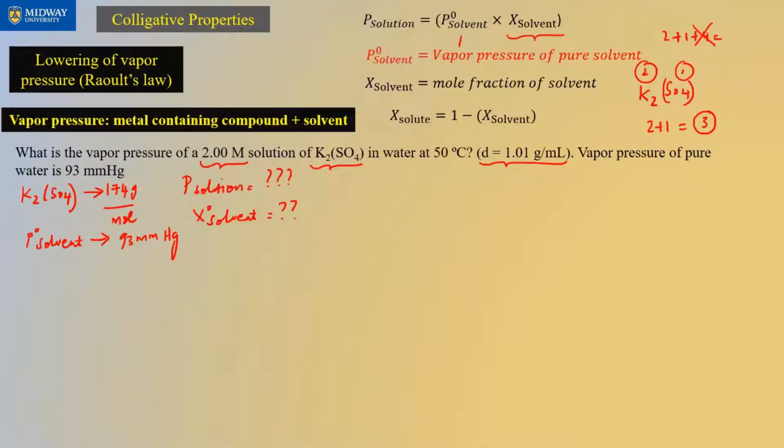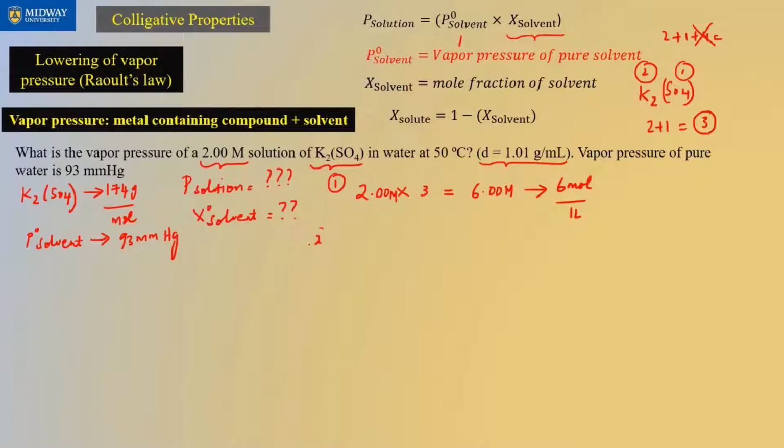So first what I want you to do is take this 2.00 molar times 3. That'll be 6.00 molar. That's actually the total concentration if you account for the number of species instead of 2 molar. Now what is molarity? 6 molar is the same as 6 moles over 1 liter. Let's stop there. That's the first step to the problem.